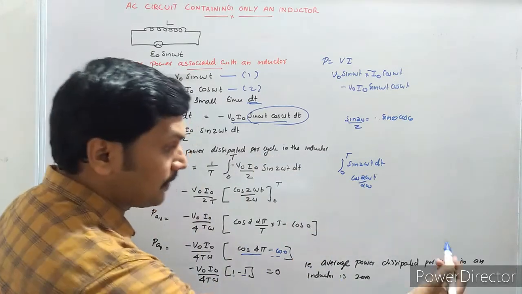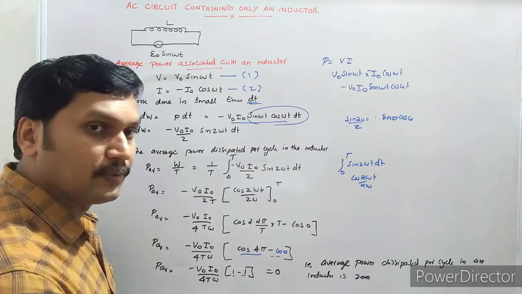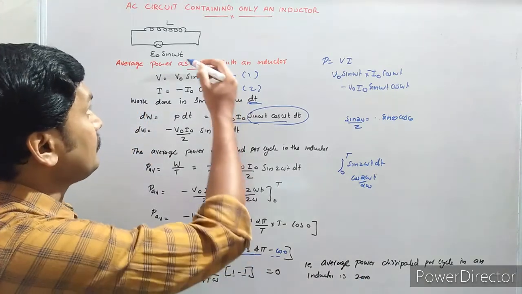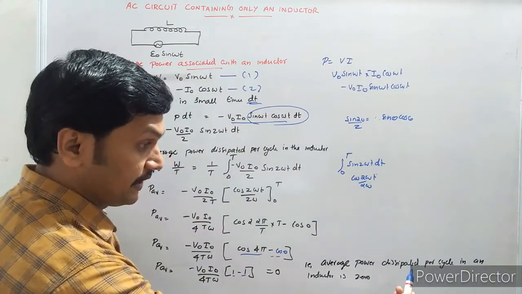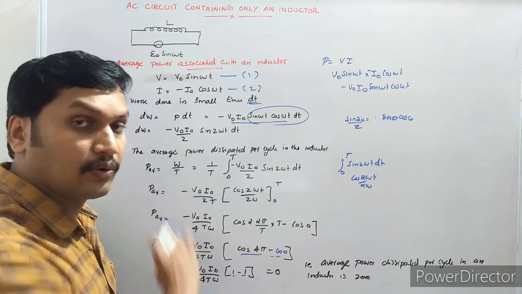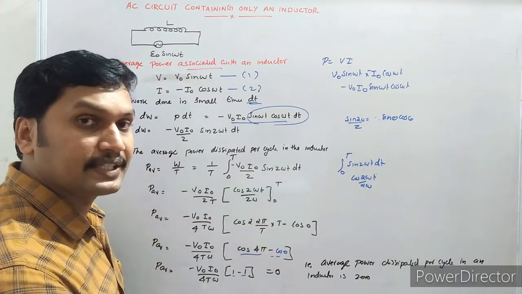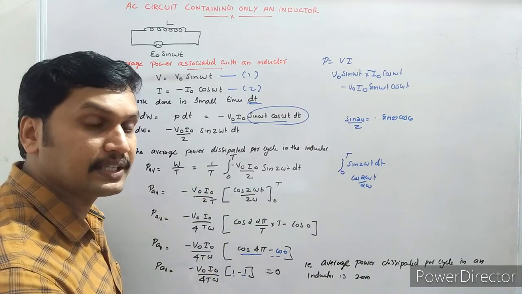So the average power dissipated per cycle in an inductor is always 0. That's all about the voltage and current relation and the power dissipation in a pure inductive circuit.